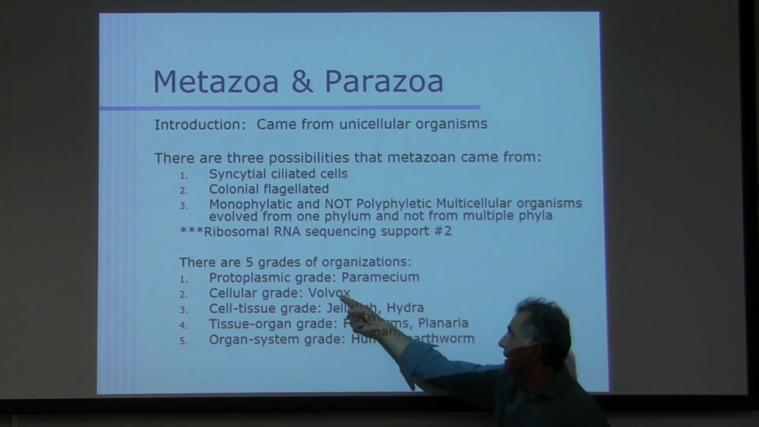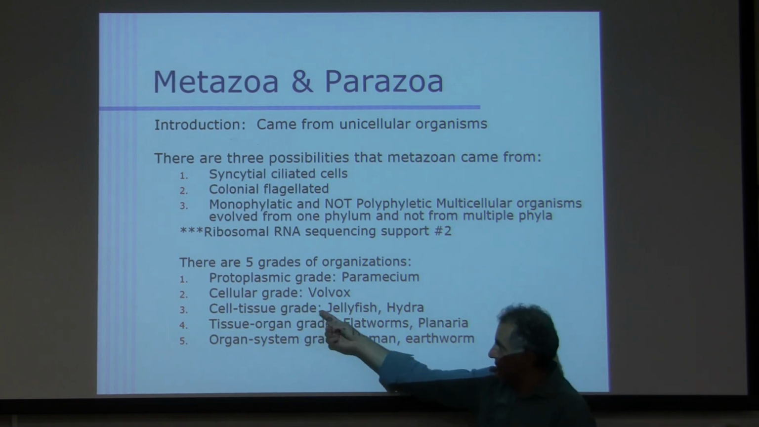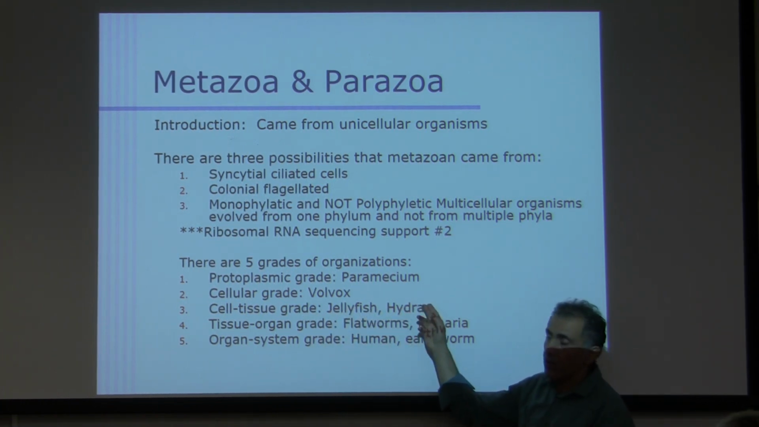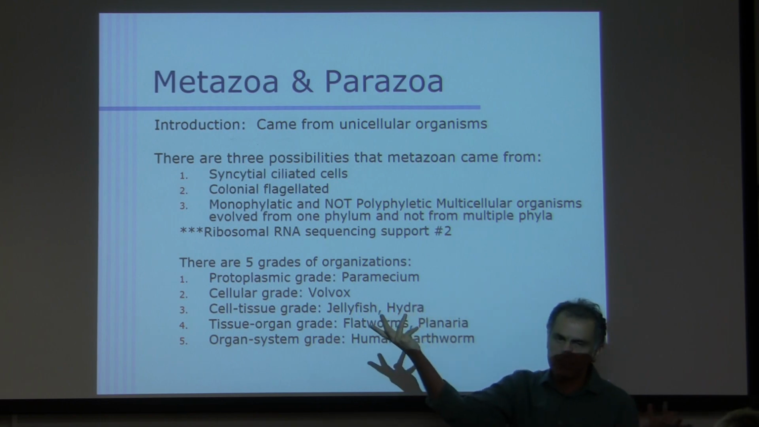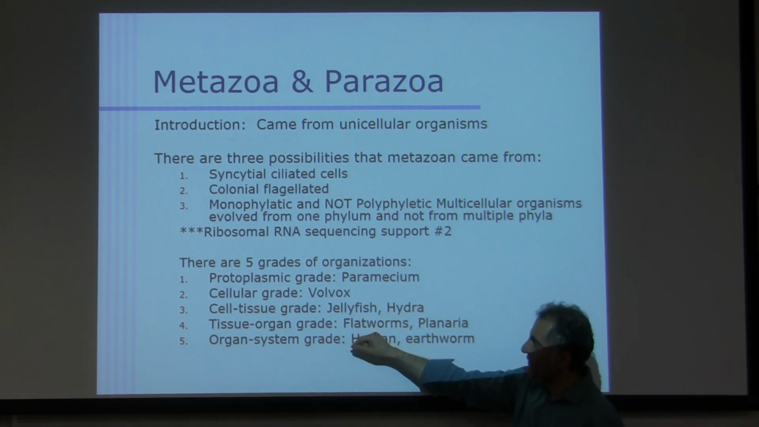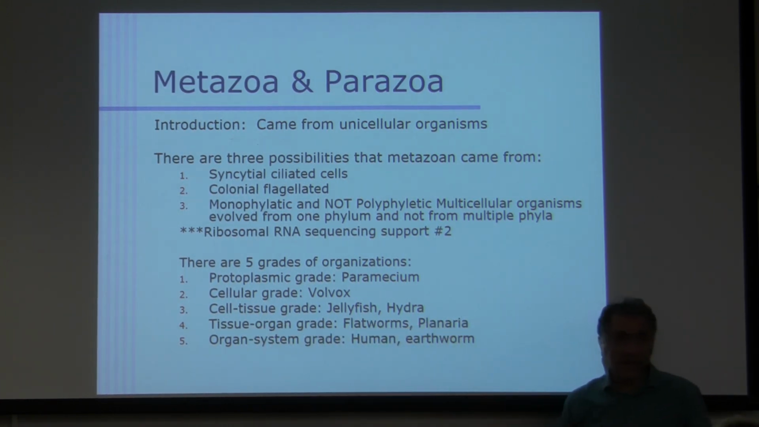Okay, I should have underlined these organisms, volvox. And then the cell-tissue grade, which is this exam material, jellyfish, hydra. You don't know what hydra is in a minute, not in a minute, next week. You will know hydra like the back of your hand. It's a very simple animal, and there's not much to it. So it's the same as jellyfish. And then we have the tissue-organ grade, which is flatworms, planaria.